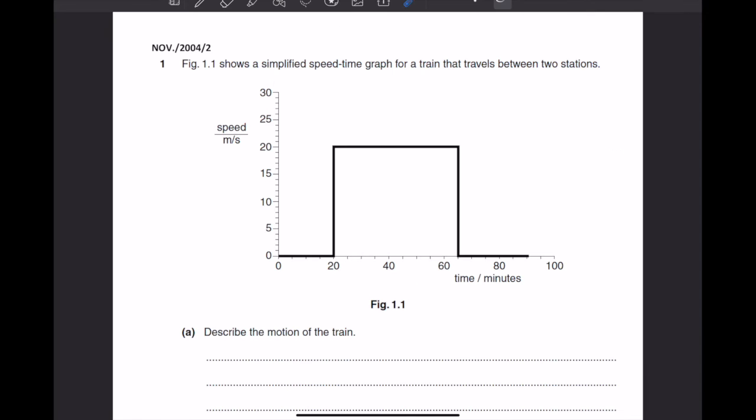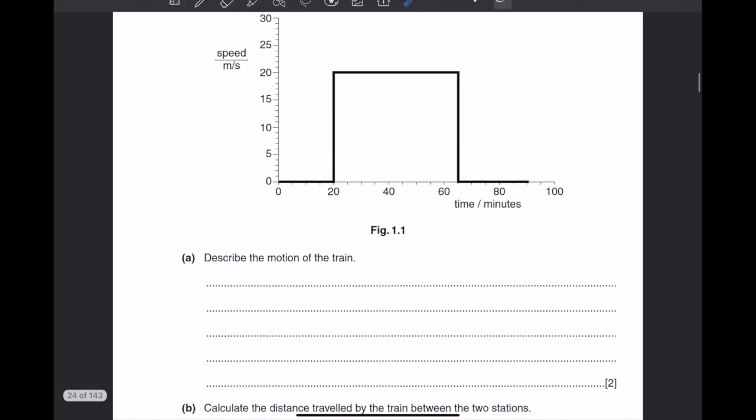Looking at the next question, it says figure shows a simplified speed time graph for a train that travels between two stations. Describe the motion of the train. So we can see initially it is at rest till 20 minutes and then it starts traveling with a constant speed of 20 meters per second till 65 minutes and then it again comes to rest. So that is something I can describe about the motion of the train.